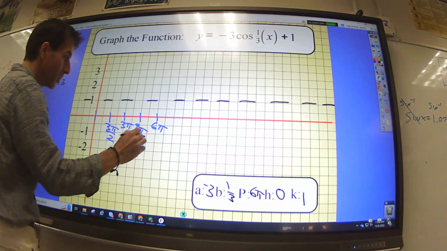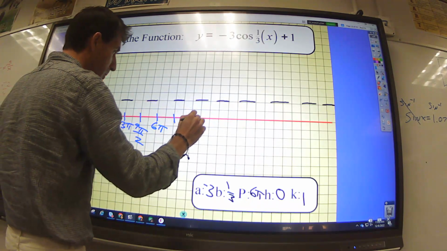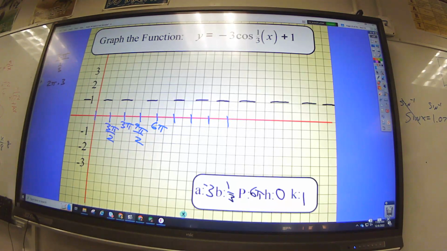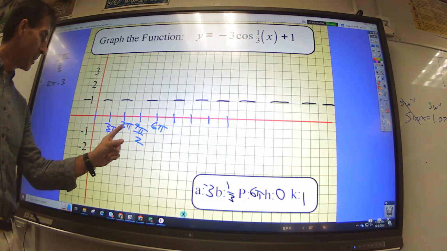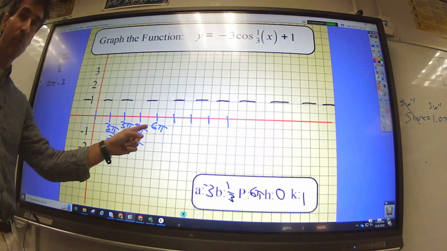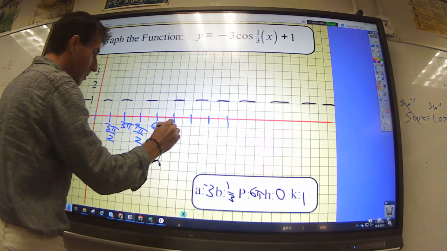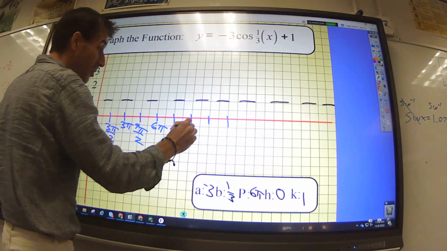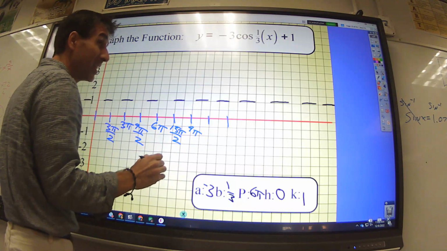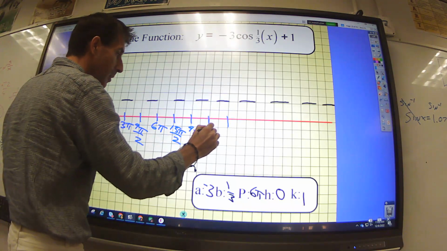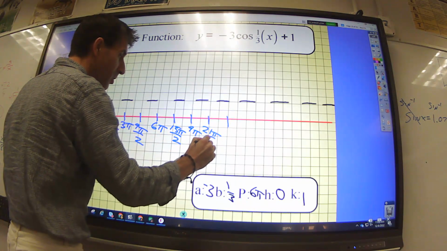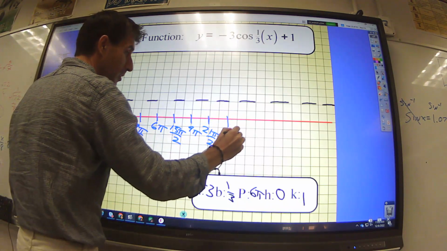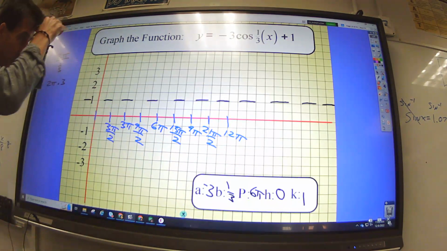Now you have to go in the positive direction. So 1, 2, 3, 4, 5. On this test, I'm telling you, you have to do the positive, okay? So just make sure you practice that. 9 pi over 2, 12 pi over 2. What's this? 15 pi over 2. 18 pi over 2. 21 pi over 2. And then 24 pi over 2, which is 12 pi. Okay.